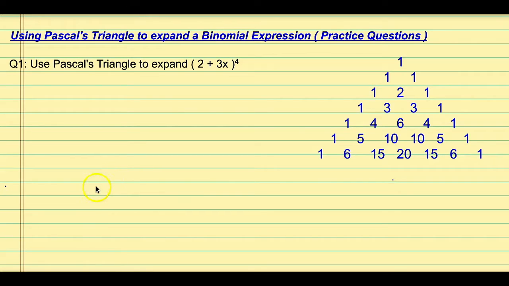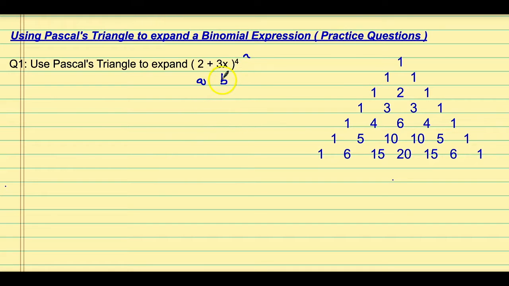Hi, welcome back. I hope you had a go at that. Let's now go through this together. So when we're using Pascal's triangle to expand an expression of this form, in general, you'll see the first term in the brackets represented as a, the second term, the 3x here, represented as b, and the power represented as n. That's how you'll see that written in general form.